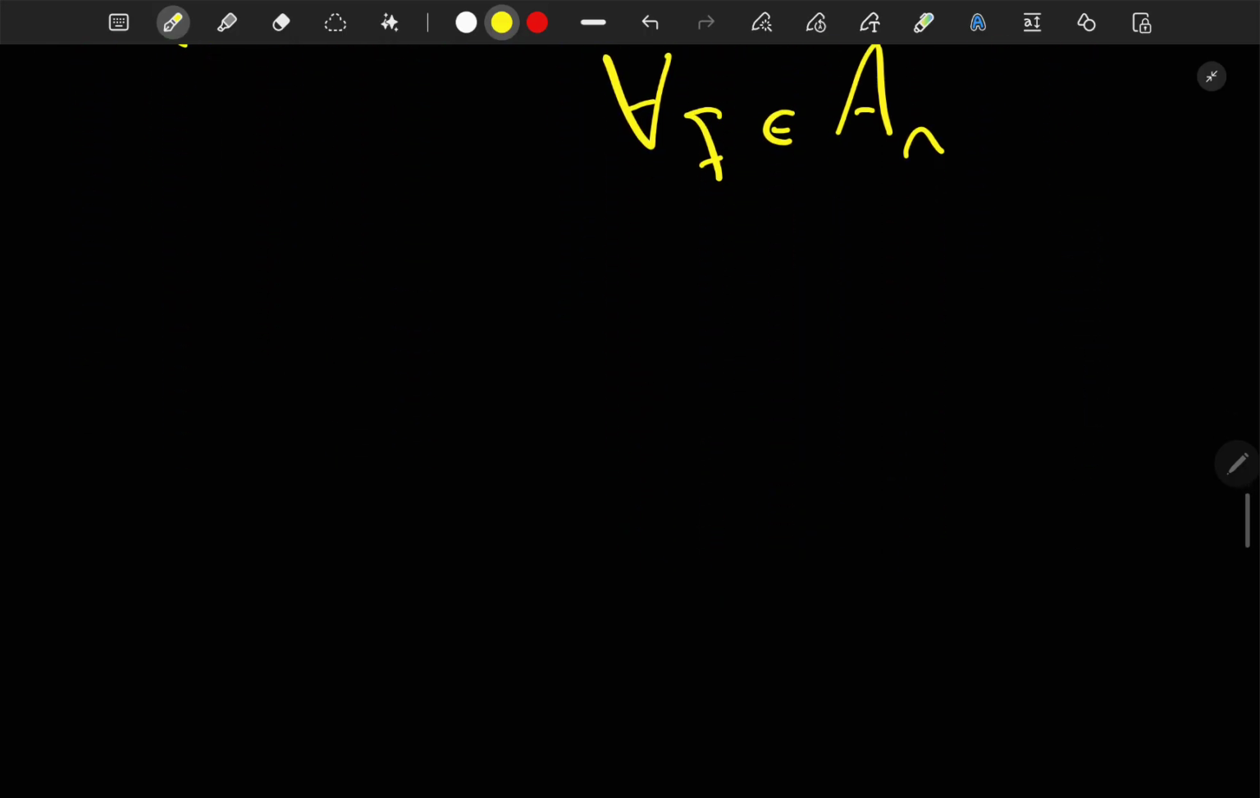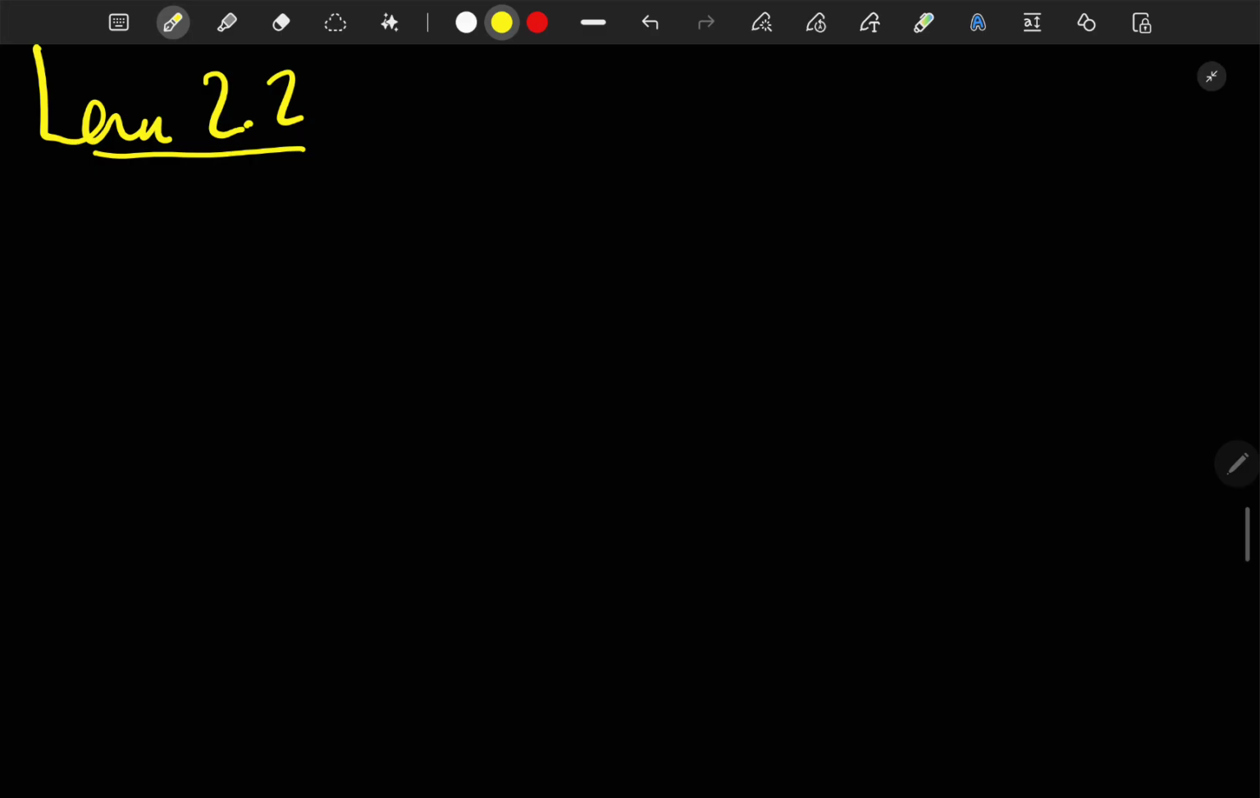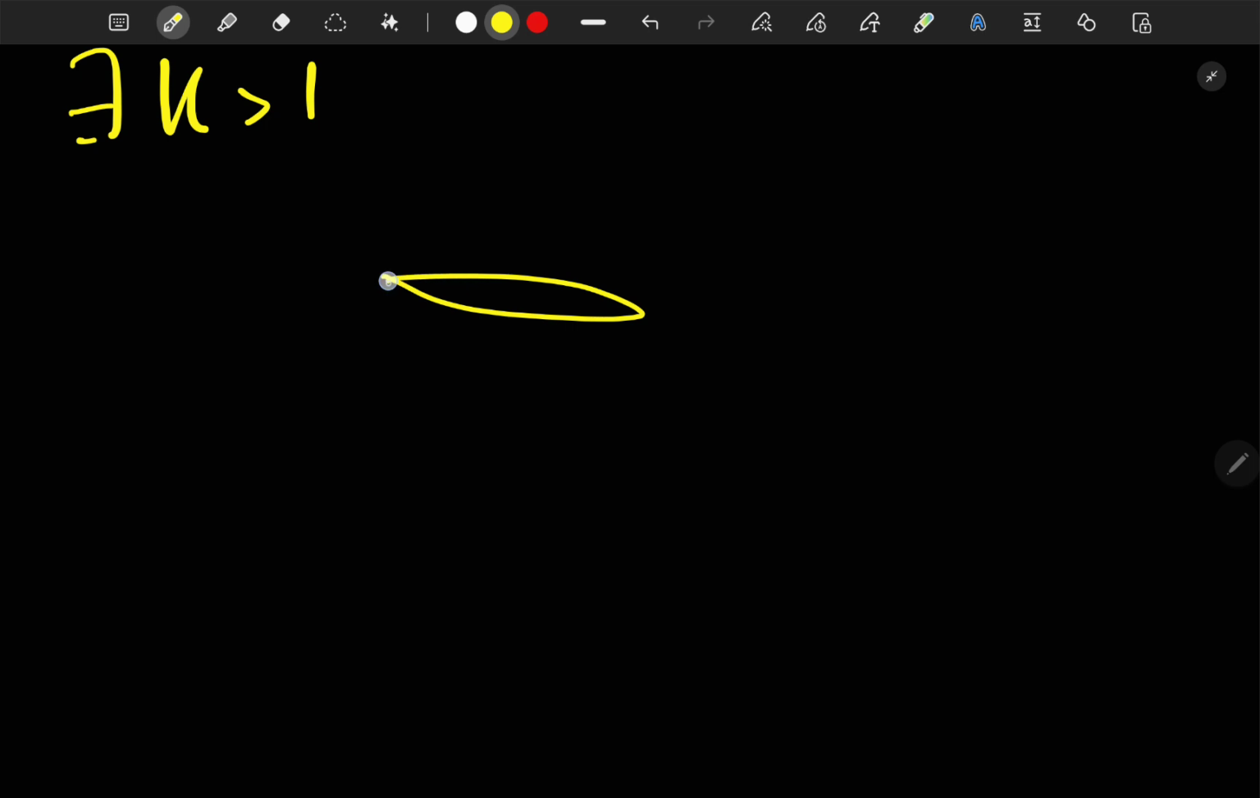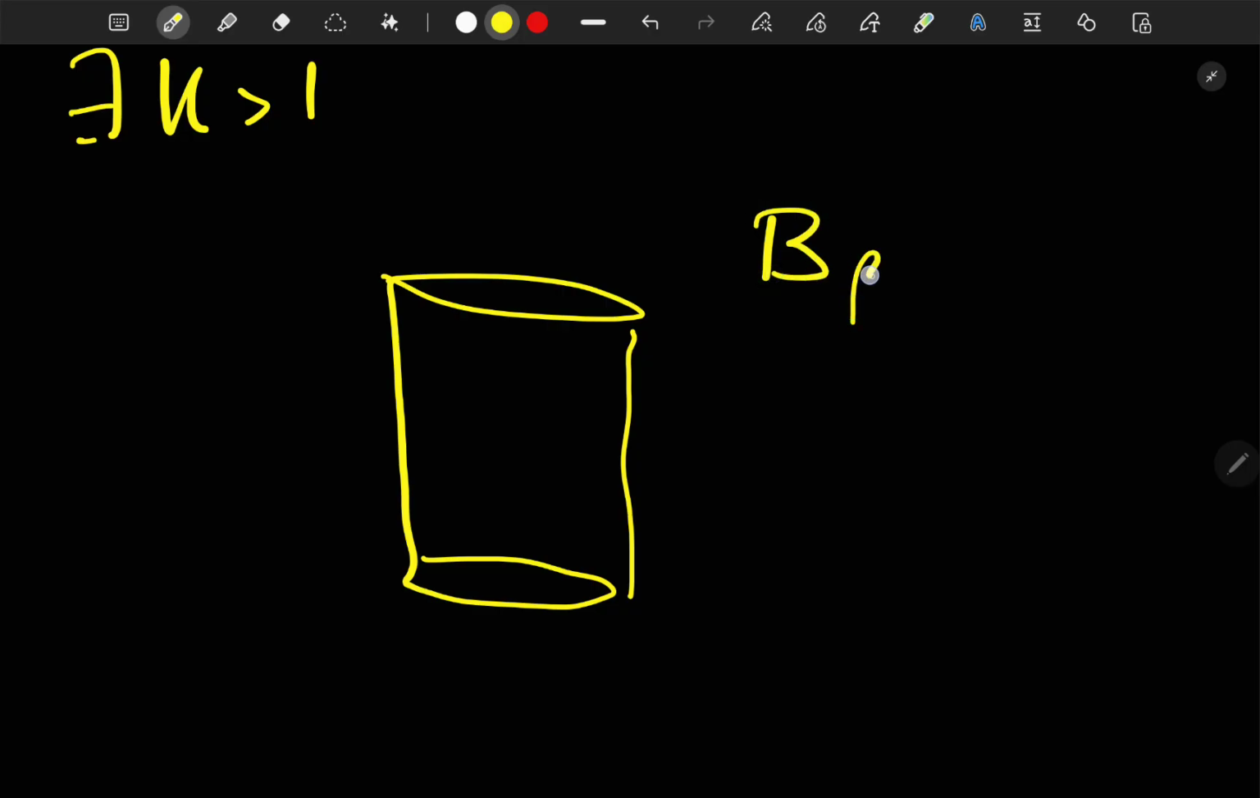Lemma 2.2 says the following: there is some constant k with the following property. So once again, we take a ball. For me, this is a ball, a ball of radius rho 0 over k on a point P, any point P on AR.